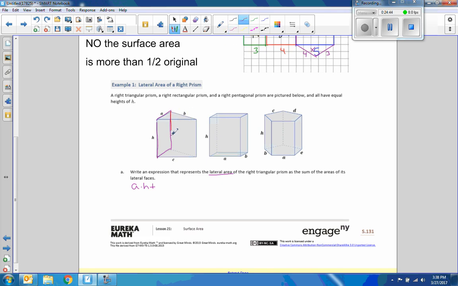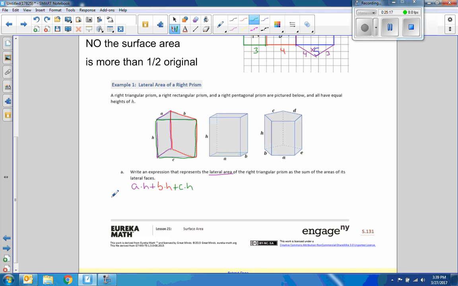And then now I need this back side on the right, which is this piece that we can't see unless we can see through it. So the side back here is B, and the height is H. So that would be B times H would be the area of that rectangle. And then finally the rectangle facing us right in front, staring us in the face, is C and height h. So that would be plus C times h.